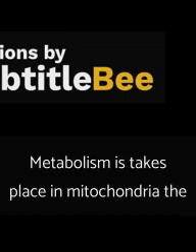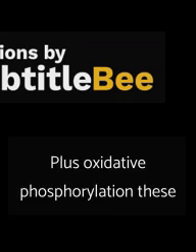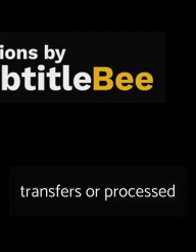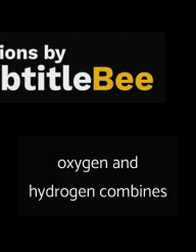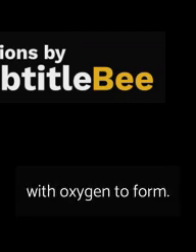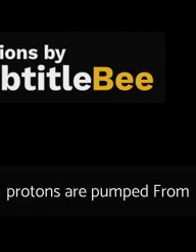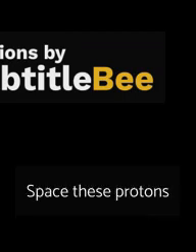In tertiary metabolism, which takes place in mitochondria, the process is called the electron transport chain plus oxidative phosphorylation. These NADH and FADH2 transfer their electrons, which are processed in the electron transport chain, and the hydrogen combines with oxygen to form a water molecule. During this process, protons are pumped from the matrix side of the mitochondria to the intermembranous space.